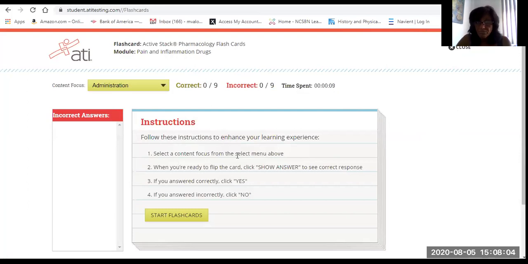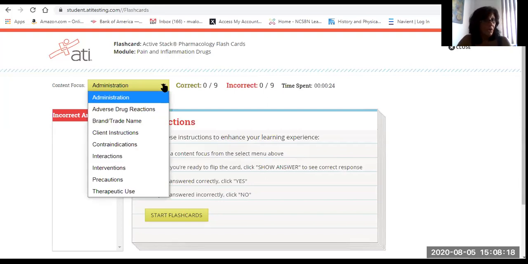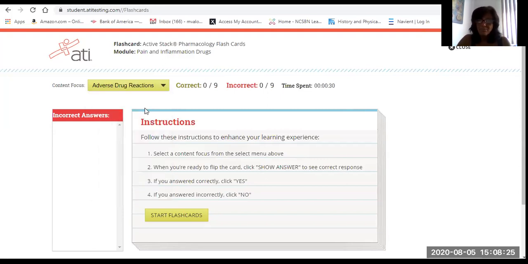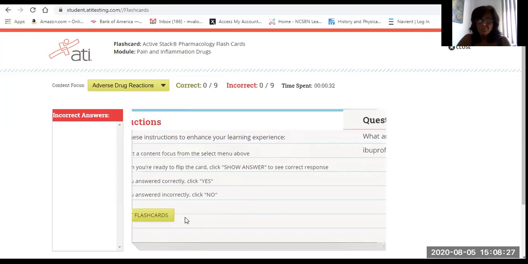Select the content. When you're ready, flip the card. It'll show you the answer. If you answer correctly, click yes. If you answer incorrectly, click no, because then it'll give you those same meds again. So, content focus. You can focus on adverse reactions. Let's do that, and let's start.